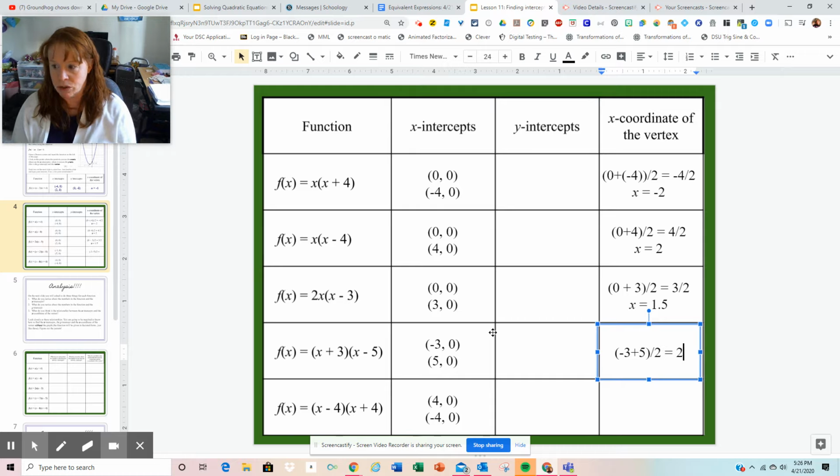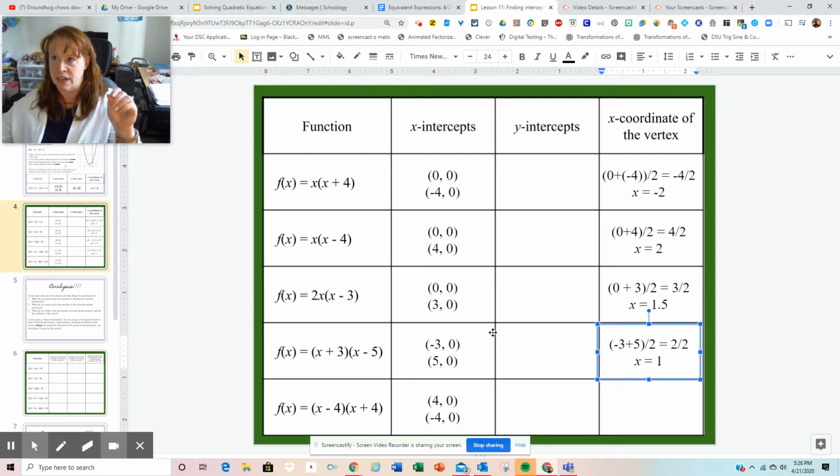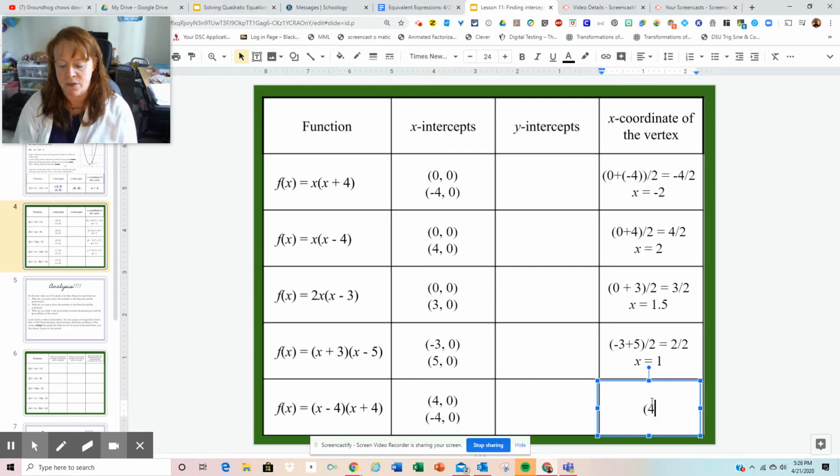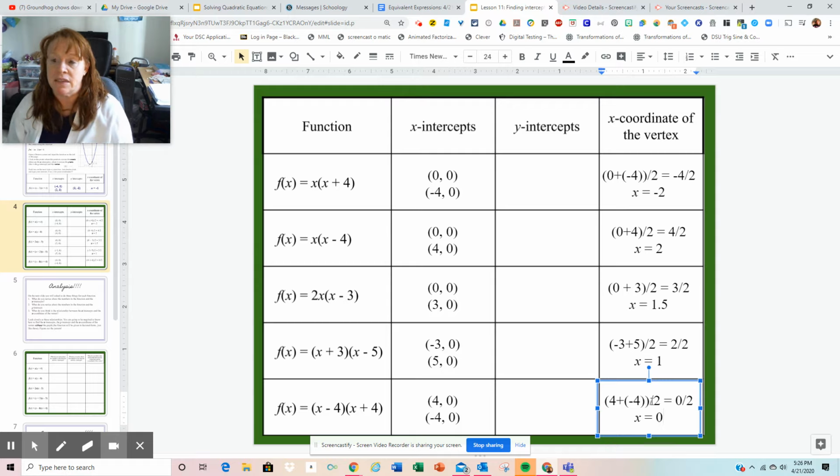And so -3 plus 5 is 2. So 2 divided by 2, and so my x is going to equal 1. Right? So if you think -3 and 5, I'm more positive than negative, and so 1 is going to be right in between. And if you looked at the graph, that's what you should be getting. And so now I'm down here at this one, -4 plus 4, divided by 2 equals 0 divided by 2. Well, 0 divided by 2 is 0. So therefore, x equals 0 is the x-coordinate.